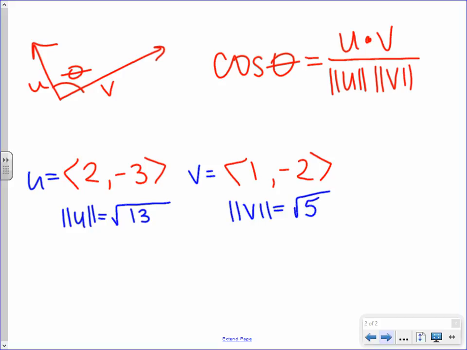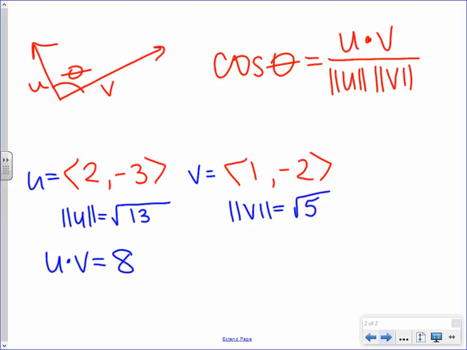All right, and then we need the dot product, u dot v. What do you got for us, Sean? Eight. Do you agree with Sean? I have one. Okay, 8 then.